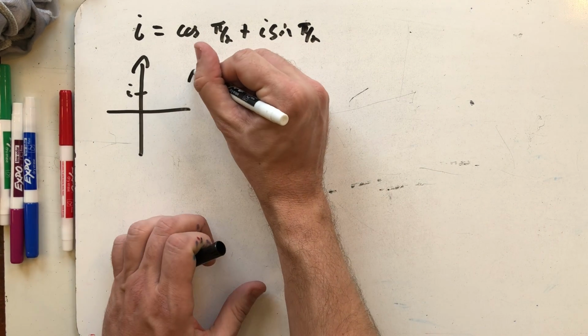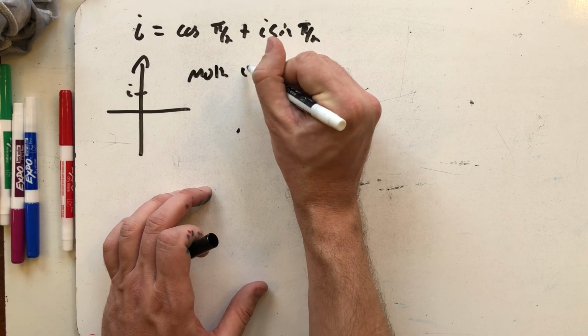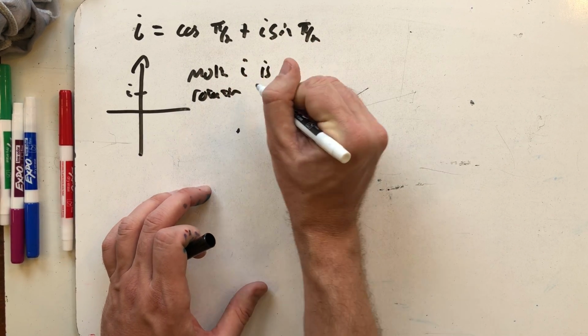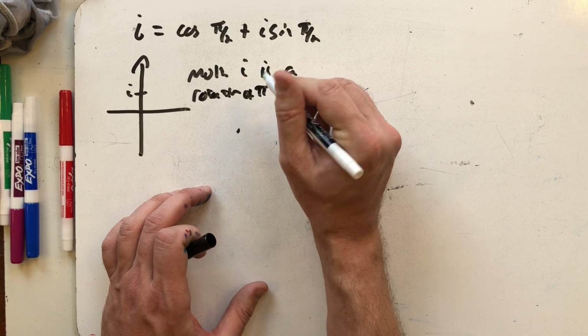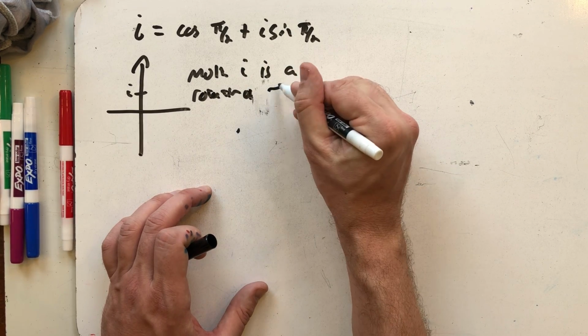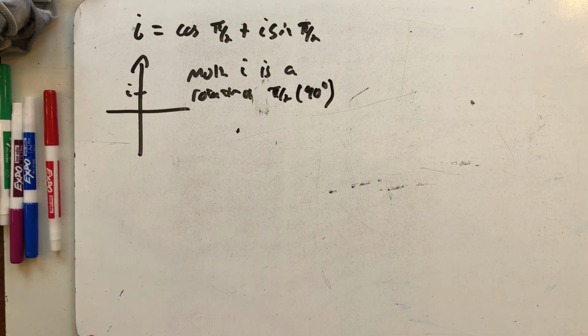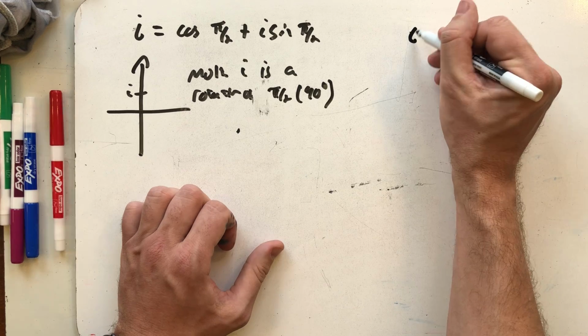But this means multiplying by i is a rotation of pi over 2, of 90 degrees. Every time I multiply a complex number by i, I just have turned that original complex number by 90 degrees. And we can see this in powers of i.